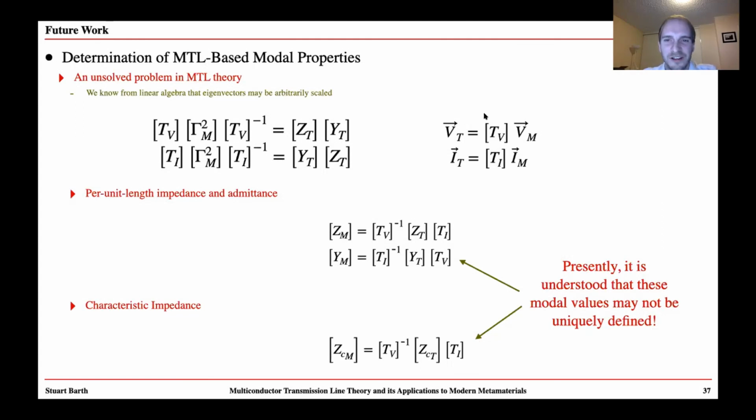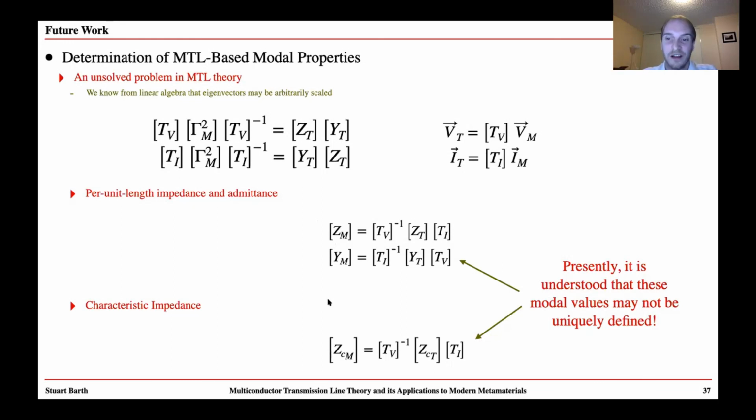So if we're using these matrices in the terminal to modal domain transform, right, what we find is that various modal quantities, such as per unit length admittance and impedance, or characteristic impedance of these modes, are also arbitrarily scaled, depending on our choice of scaling factor from the eigenmode process.